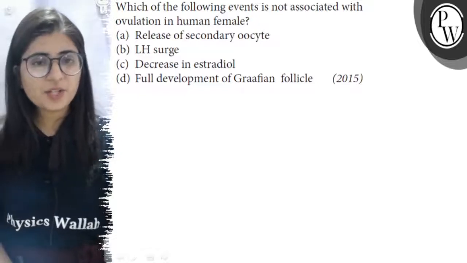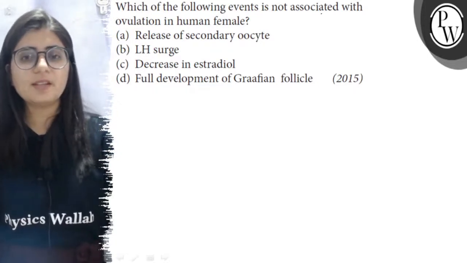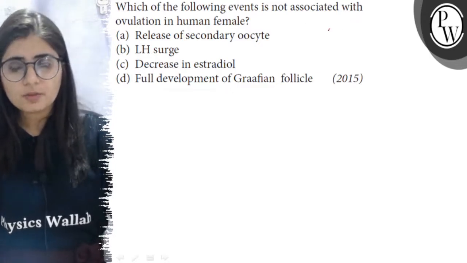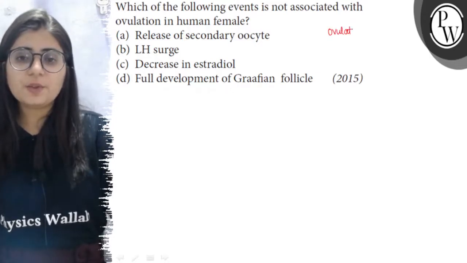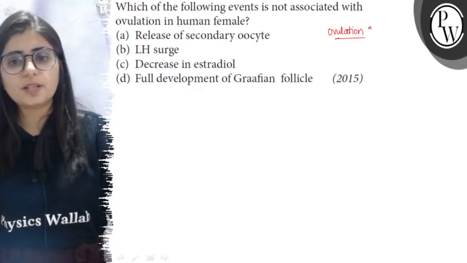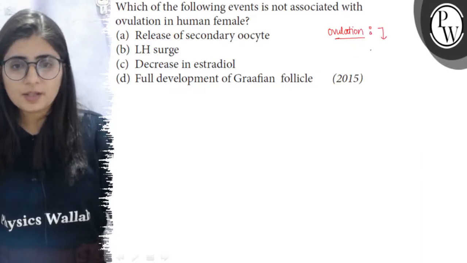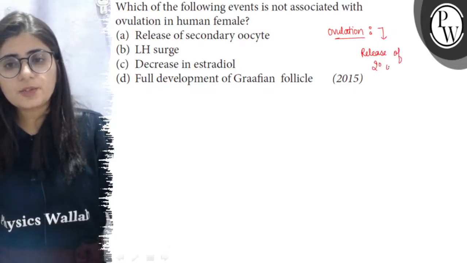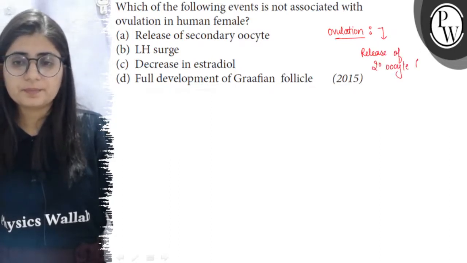Hello बच्चों, the question is which of the following events is not associated with ovulation in human female? So ovulation, here we have to tell the event which is not associated with ovulation. So ovulation is the release of secondary oocyte from the ovary.